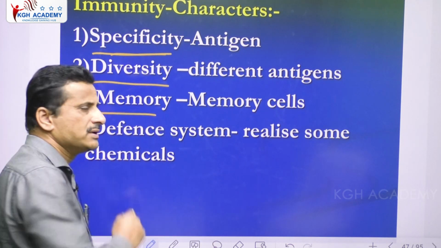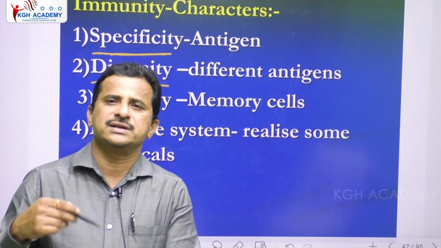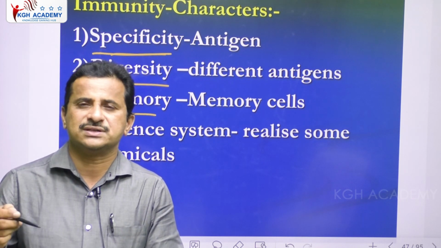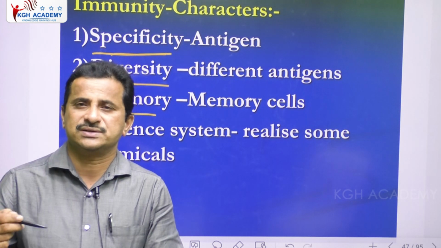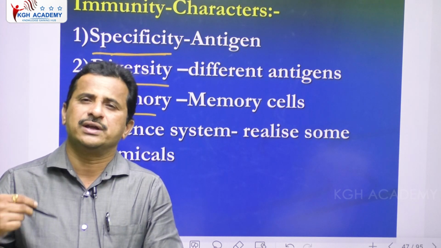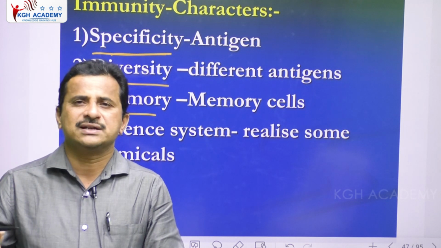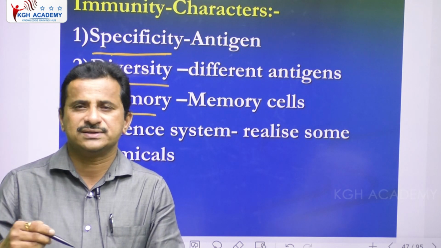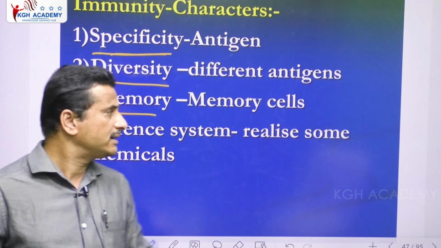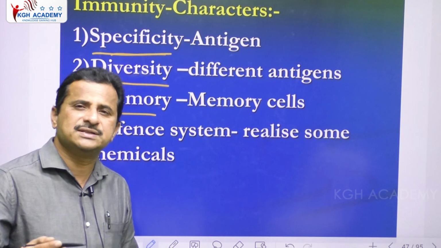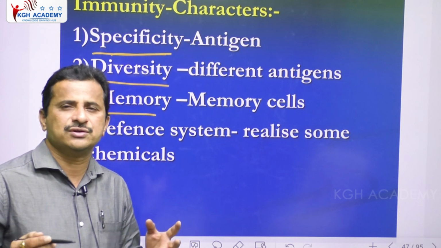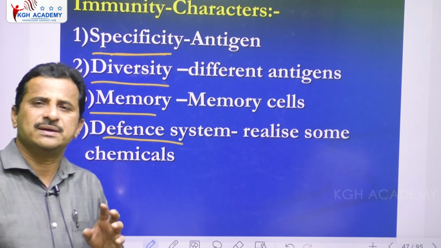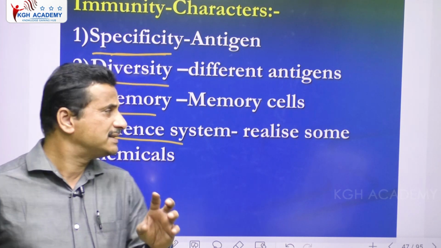Next, memory. In case antibodies are lost or reduced, our immune system, the white blood cells, contains memory cells. When an infection or any such microorganism enters our body, memory cells are immediately activated and produce antibodies. So one of the immune system's characters is memory. Memory cells are present in our body, in the immune system, in the white blood cells. Next, defense system. Sometimes immunity works by releasing some chemicals.